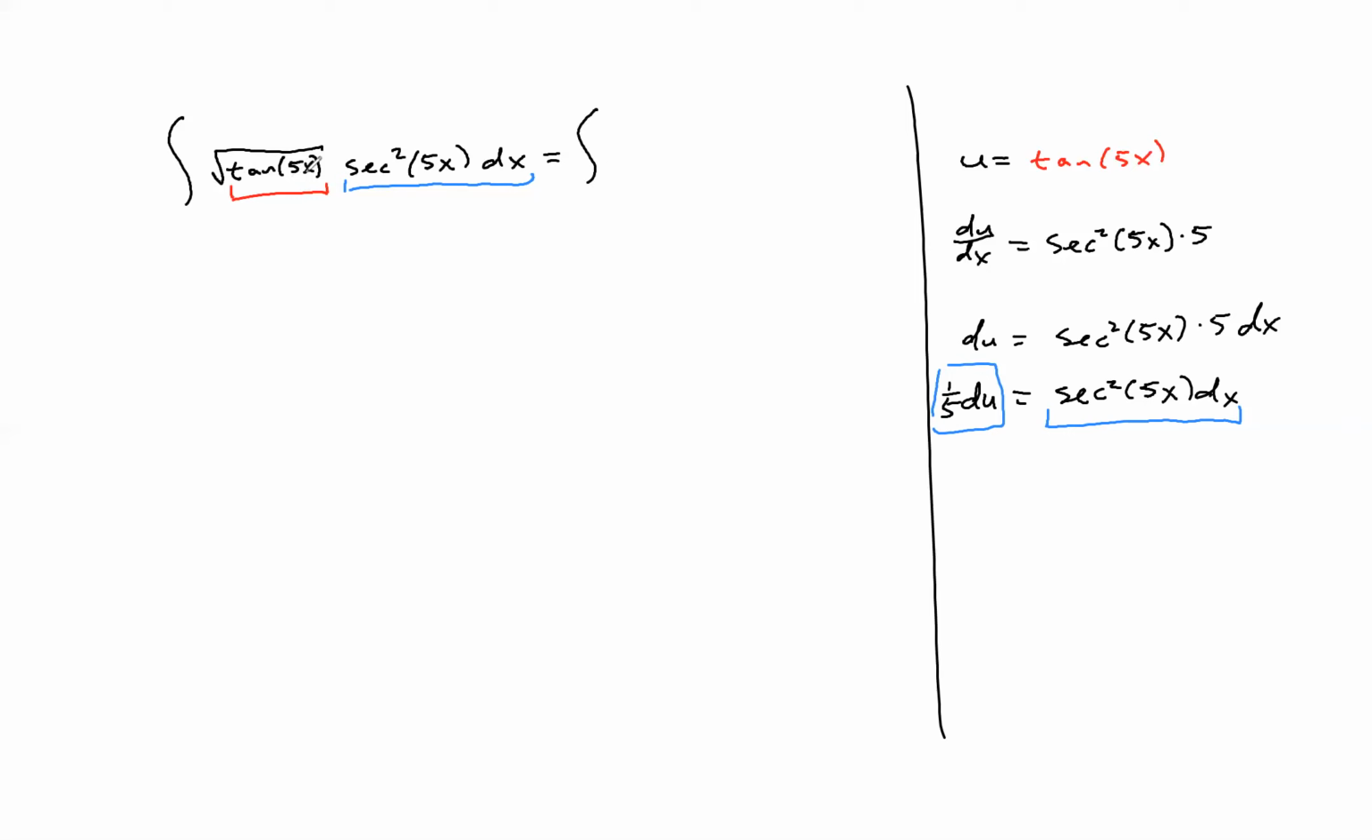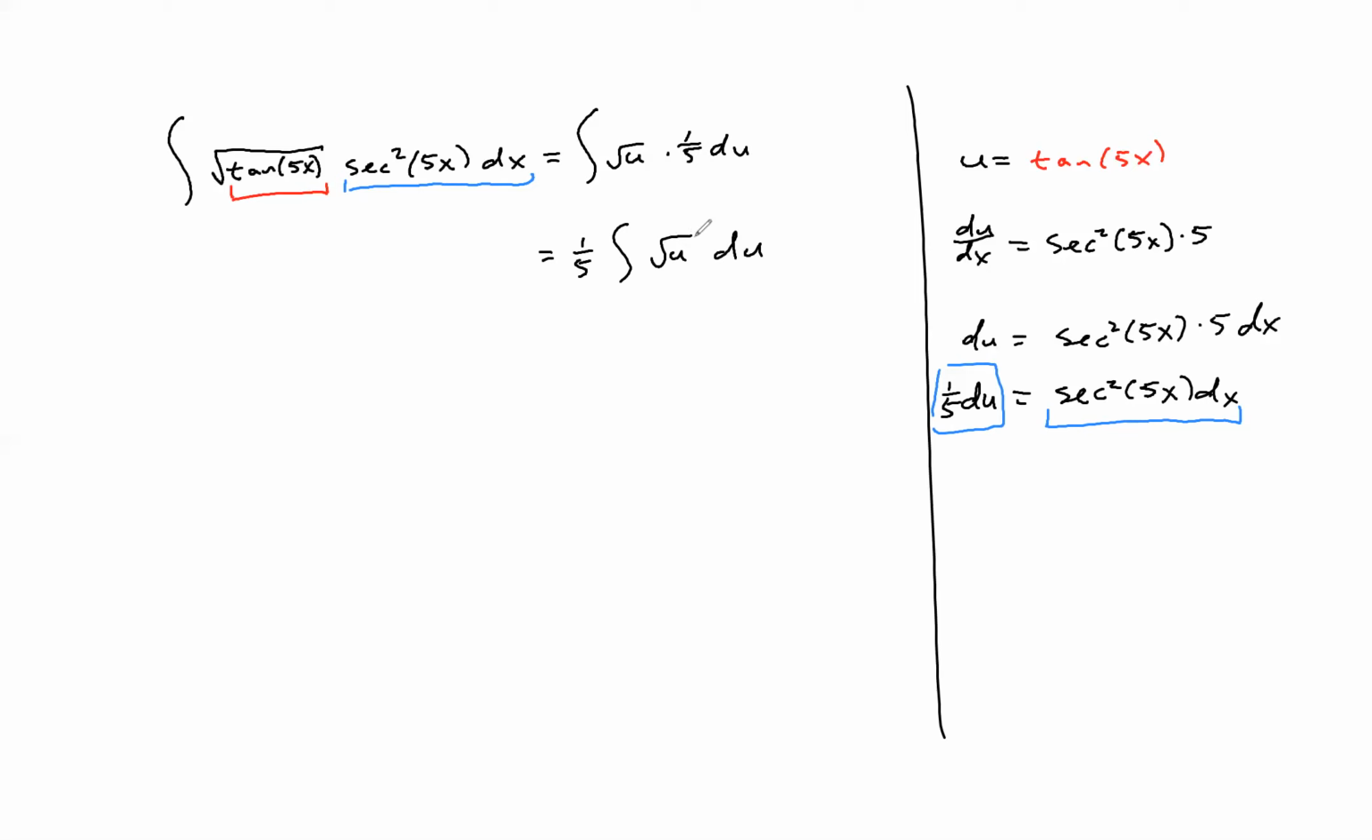the square root of tangent 5x, but tangent 5x is being replaced with a u, so now I just have the square root of u. Secant squared 5x dx, like we said, turns into 1/5 du. Basic properties of integrals tell me I can just bring this 1/5 outside of the integral and not worry about it right now for my antiderivative. Now I just need to know the antiderivative of the square root of u with respect to u.